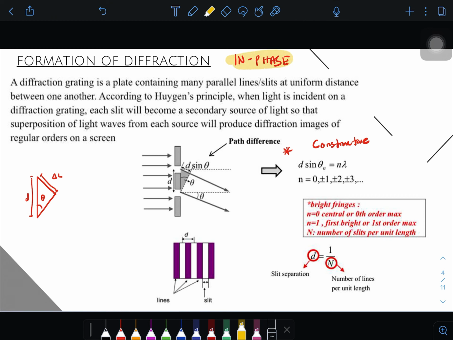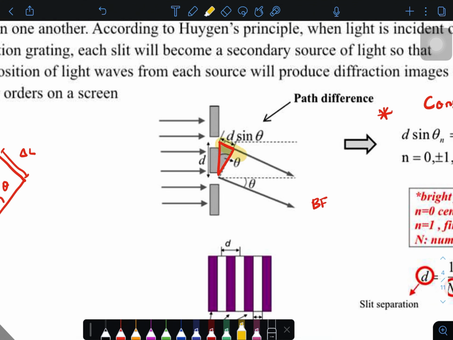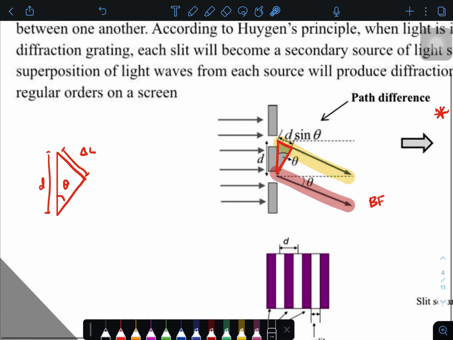Kita nak ambil satu bright fringe. So we have this triangle from here to here. We know this is the first path and this is the second one. Between this akan ada the path difference. So kita keluarkan segitiga ini membentuk macam ini. So this is d, jarak ini. This is the path difference, delta L is the path difference. And this is the angle here.